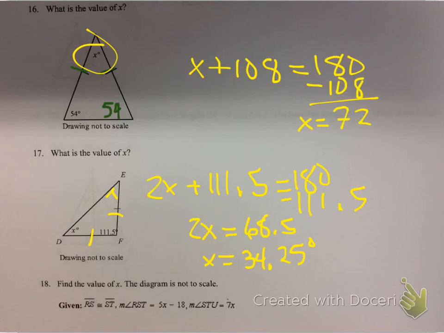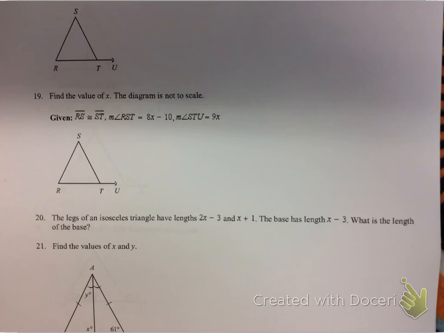Number 18 is on another page, because again, why not? Let's have some fun with that. So take that example right there, and then we'll go from that. Okay, so on number 18, where they want us to find the value of x, they tell us RS and ST are congruent. RST is 5x minus 18, and then STU is 7x. So find the value of x.